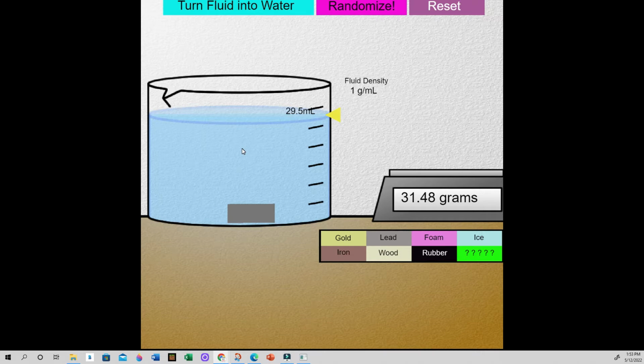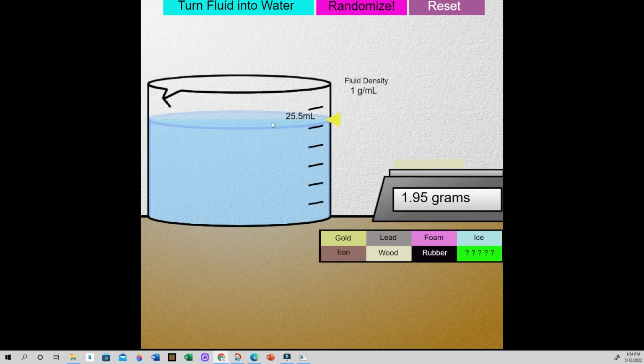Let's go ahead and gather our data for calculating the density of wood. So I am going to change this over to wood. You can see it floats. Okay, so come here, piece of wood. Let's get a mass. All right, so the mass of our piece of wood is 1.95 grams.